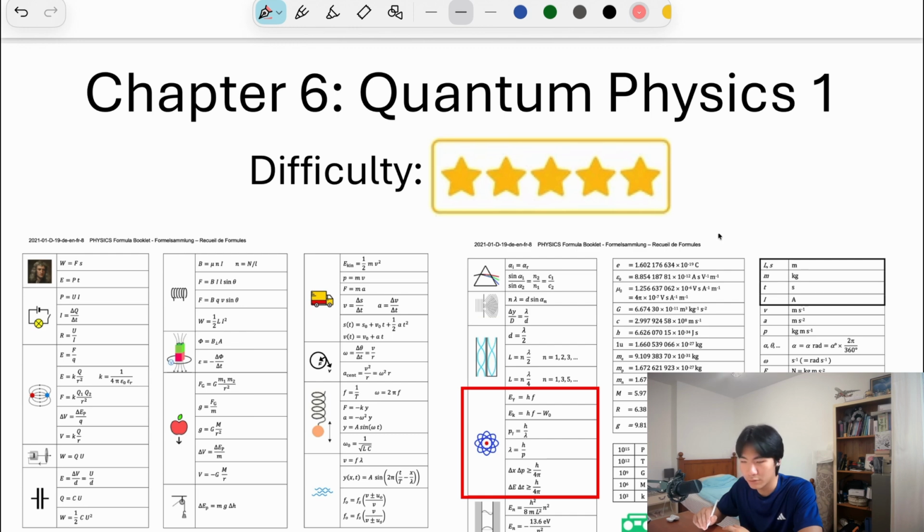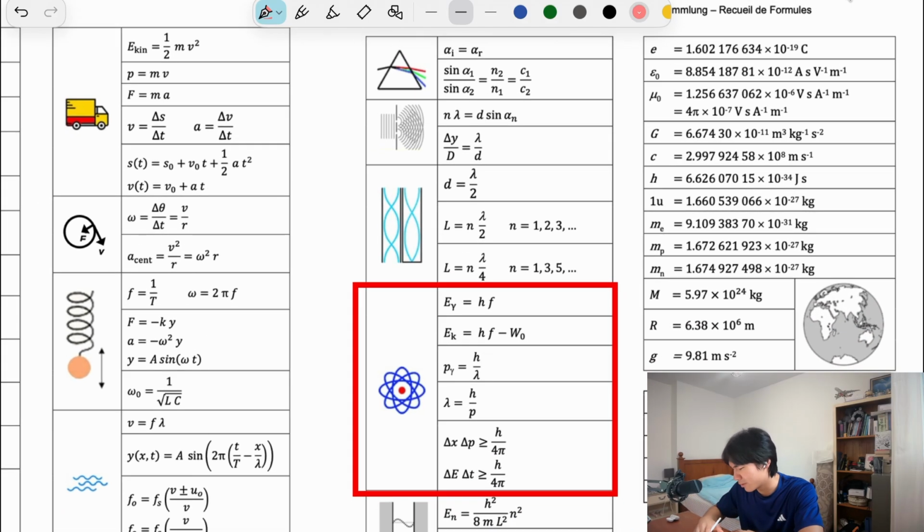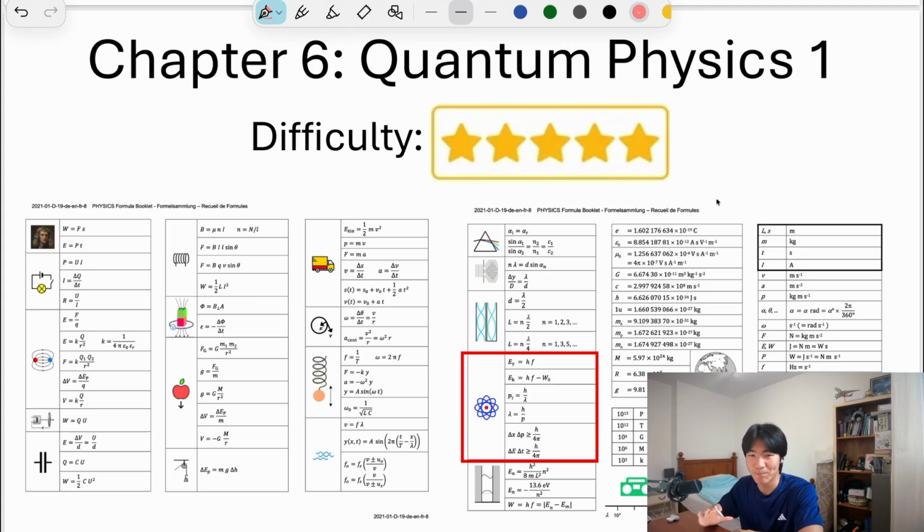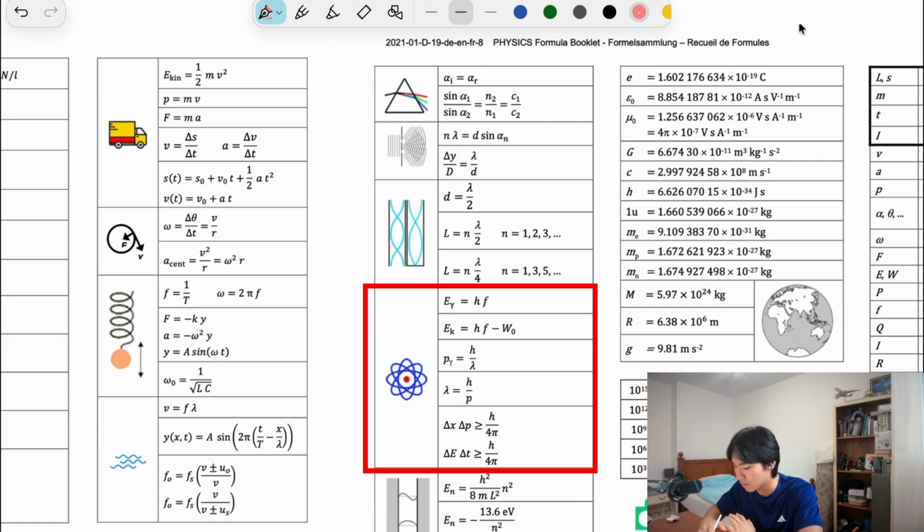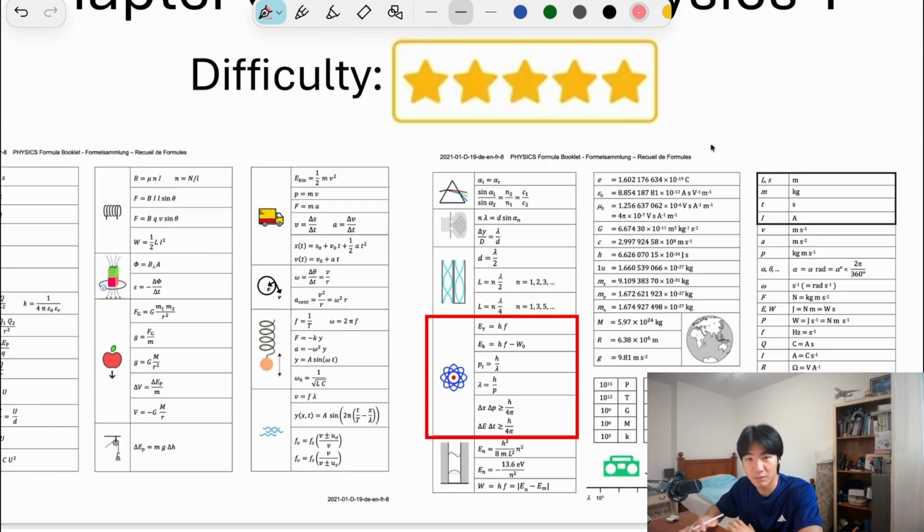in my experience, they never ask you very, very difficult questions about the quantum physics part. It's mostly going to be calculation, maybe definitions. So although it's difficult, if you comprehend all the equations, I feel like you are good enough. But if you're aiming for maybe 90, 95, maybe even 100, I don't think just comprehending the equations is enough.